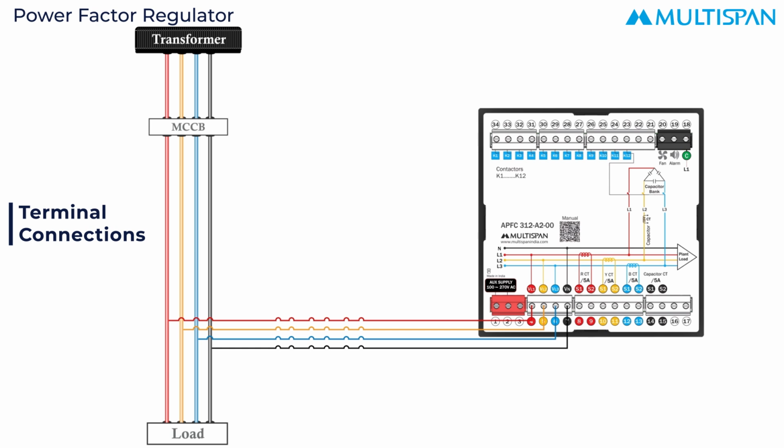Now, to provide auxiliary supply, take the line connection from any one of R, Y, or B and connect it to terminal 1. And take a neutral connection to connect it to terminal 2.